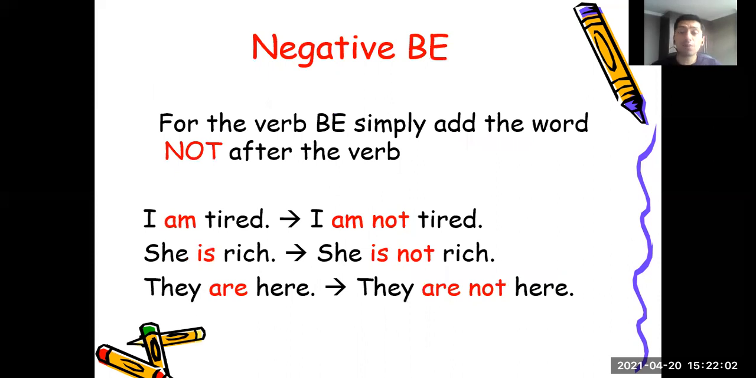In the case of the verb be, remember that this verb works separately. You cannot combine, again, two verbs in the simple present, either in positive or negative forms, okay? So in this case, it is very simple. You just have to add the word not after the verb be. So for example, I am tired, I am not tired. She is rich, she is not rich. They are here, they are not here. So for the verb be, it's very simple because you just have to add the word not after the verb be.